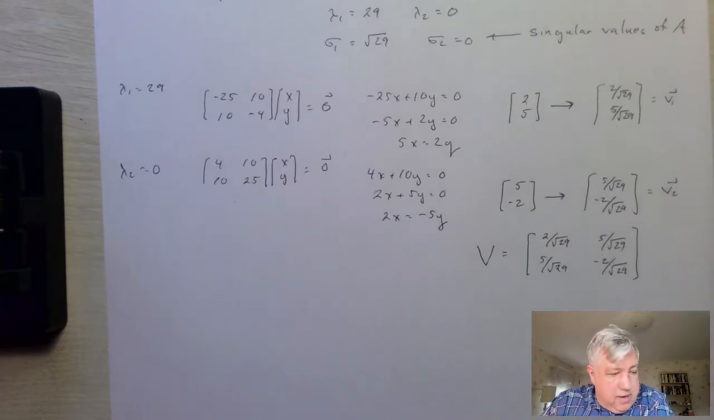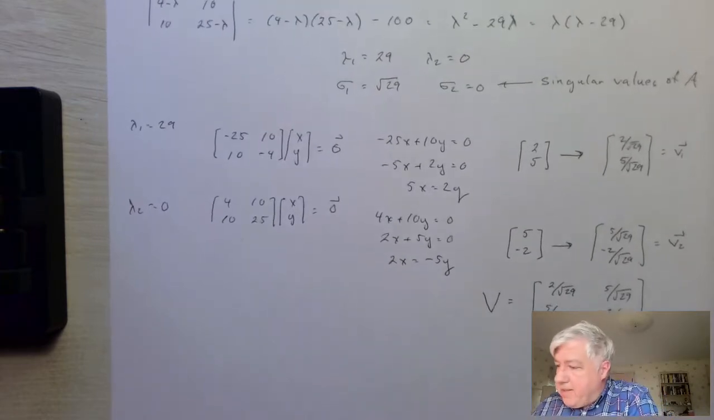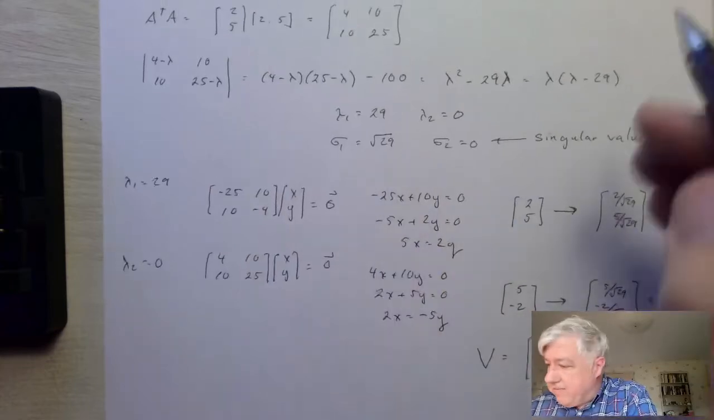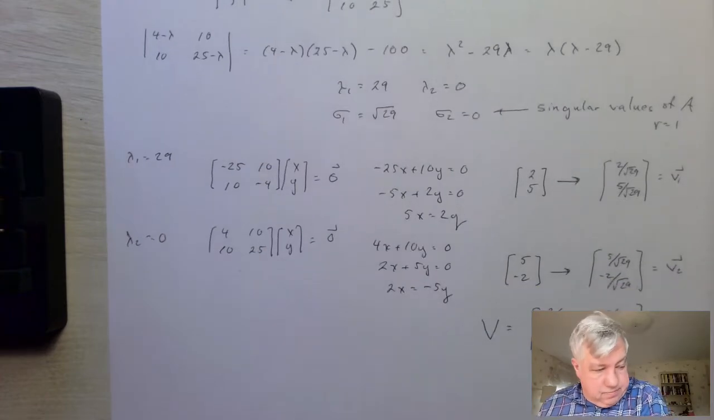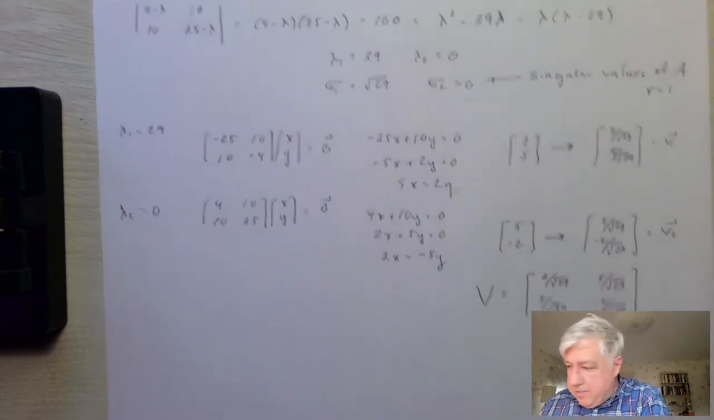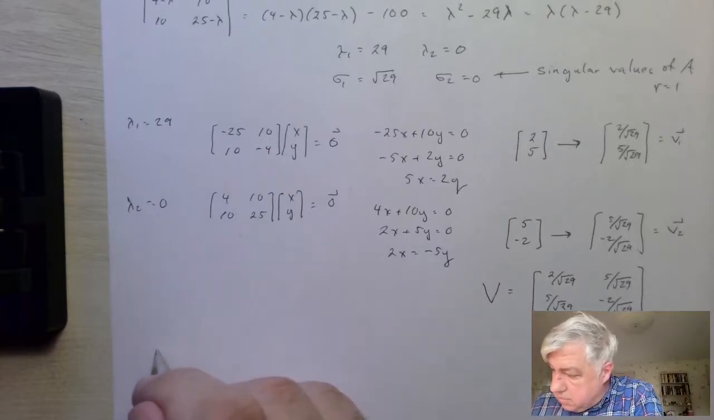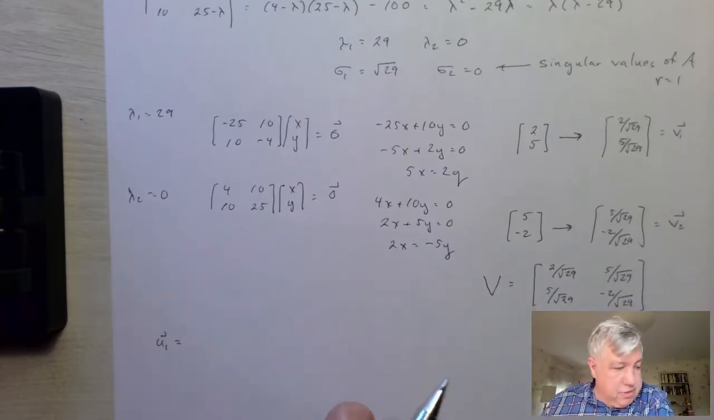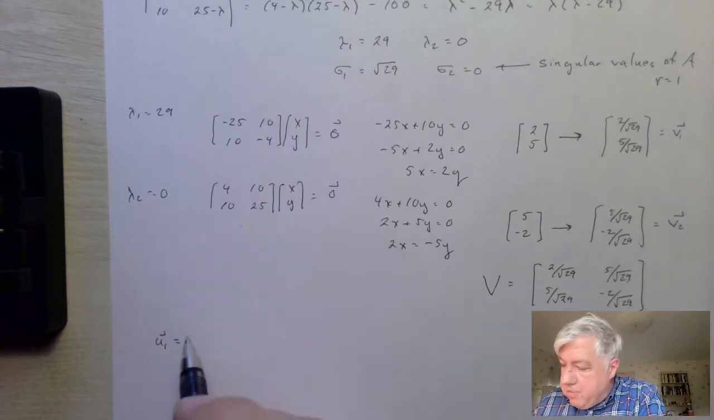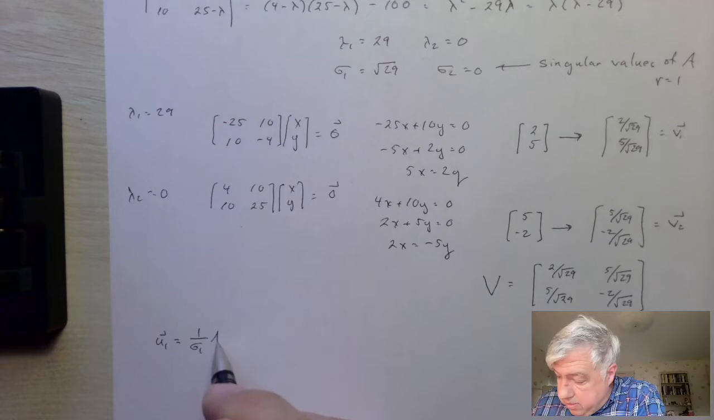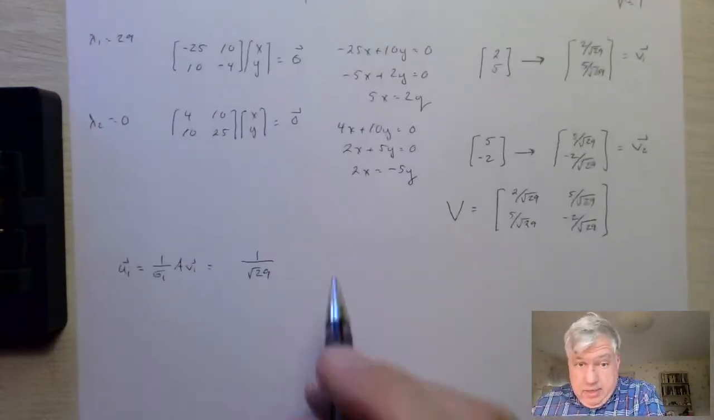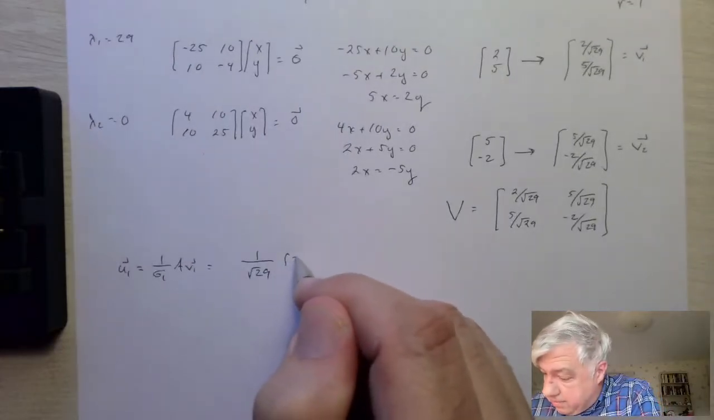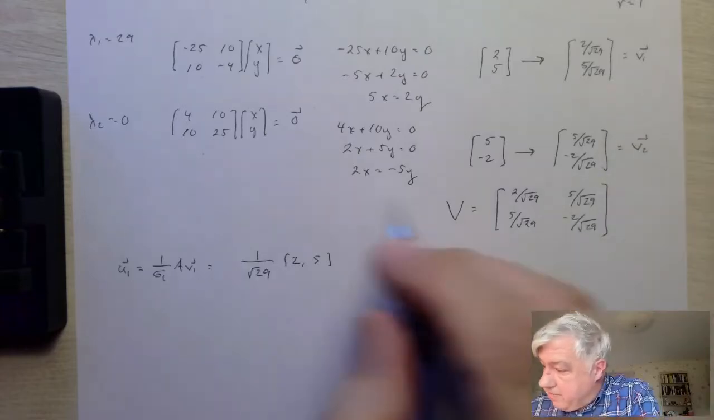All right, now let's find what our U's will be. I should say that in this case, because we only have one non-zero singular value, we can see that r is going to be 1. And so we only have to compute U1, which is going to be 1 over sigma 1 times A times V1. This is going to be 1 over the square root of 29 times A times V1.